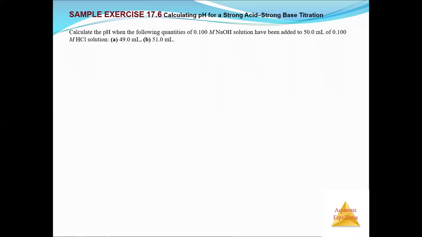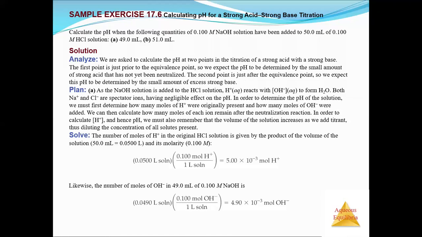So the acid is reacting with all of the base. If I figure out my moles of acid, I take the volume times the molarity, I get 5 times 10 to the minus third moles of H plus. I have 4.9 times 10 to the minus third moles of OH. Riddle me this, Batman. How many moles of H plus do I have left?